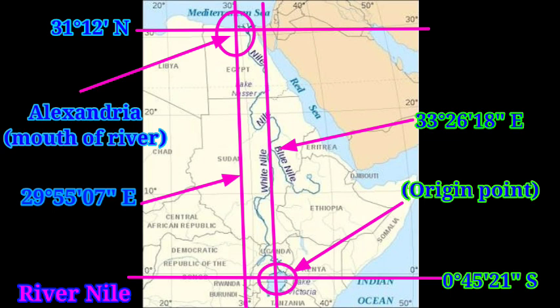When we describe the extent of a linear feature like a river and road, we need to consider the latitude and longitude of their terminal points. And these two are the terminal points of river Nile. First is the origin and second is where the river Nile meets the Mediterranean Sea.